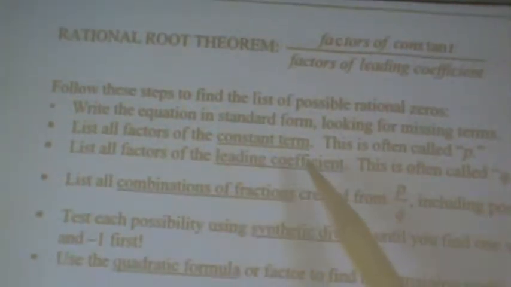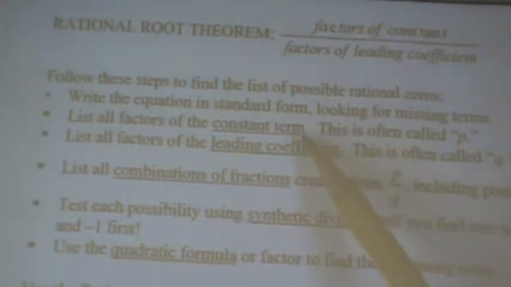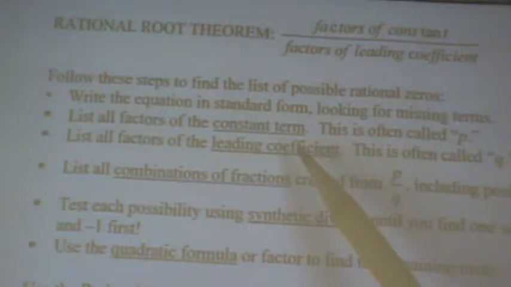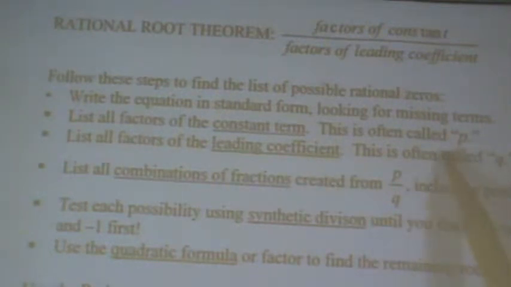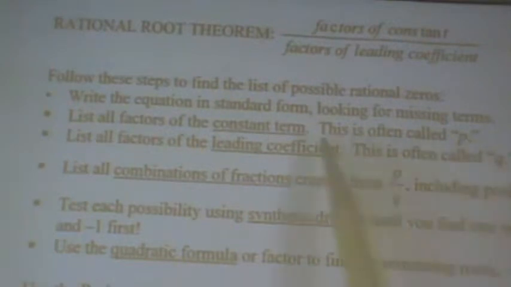Then list the factors of the constant term. Do you remember which one's the constant term? The constant is the one that doesn't have a variable. Every single polynomial will have a constant, and it's not going to be 0. It's going to be a number other than 0. We're going to refer to the constant term as the p-value.